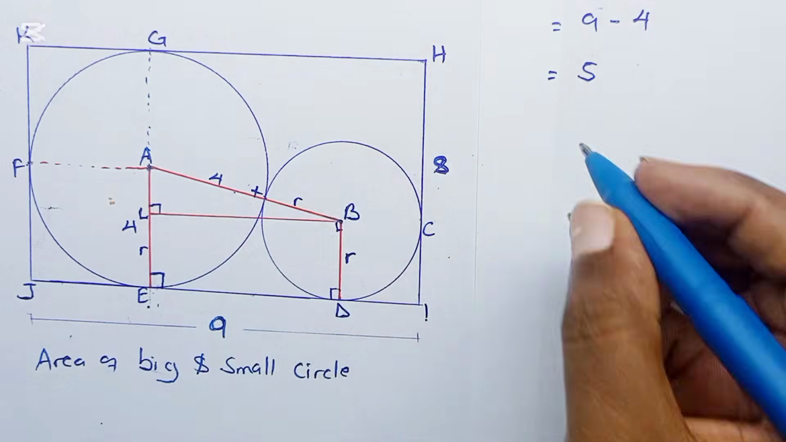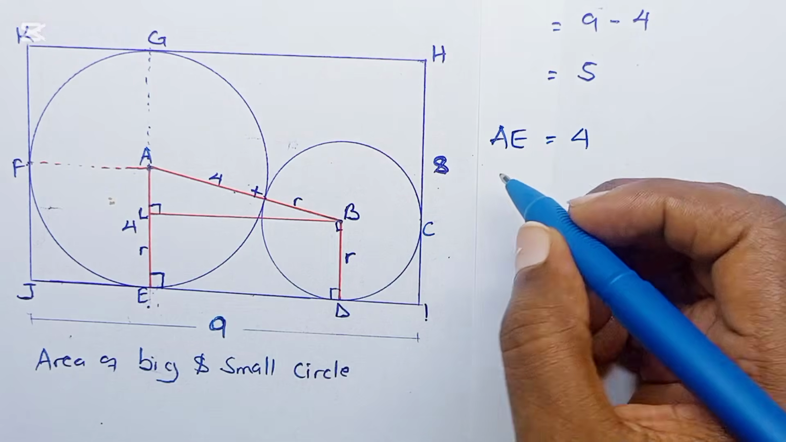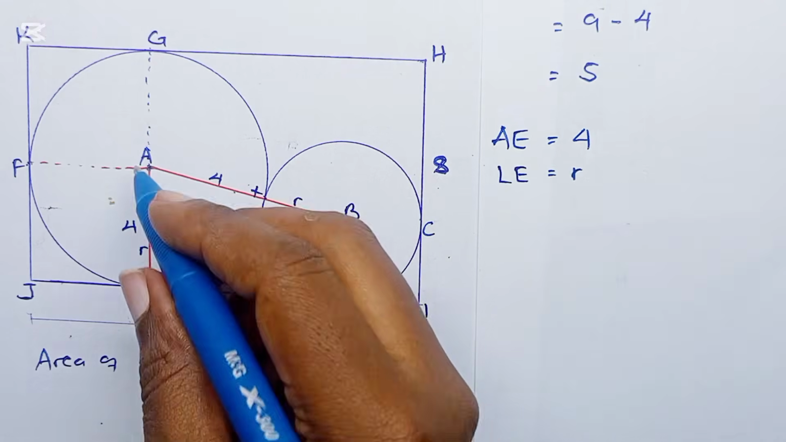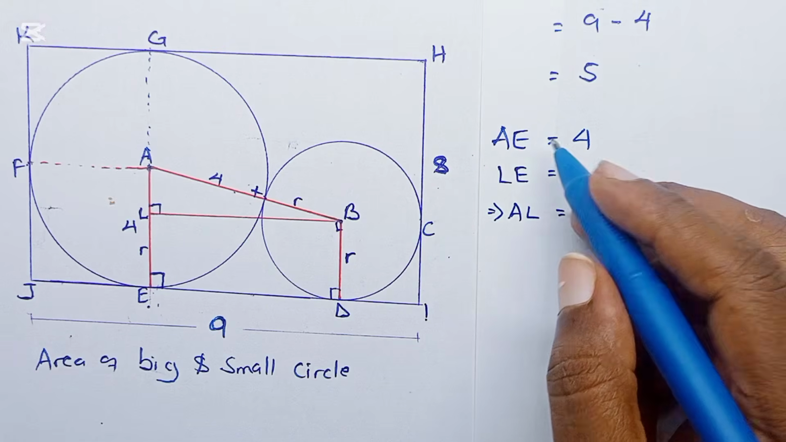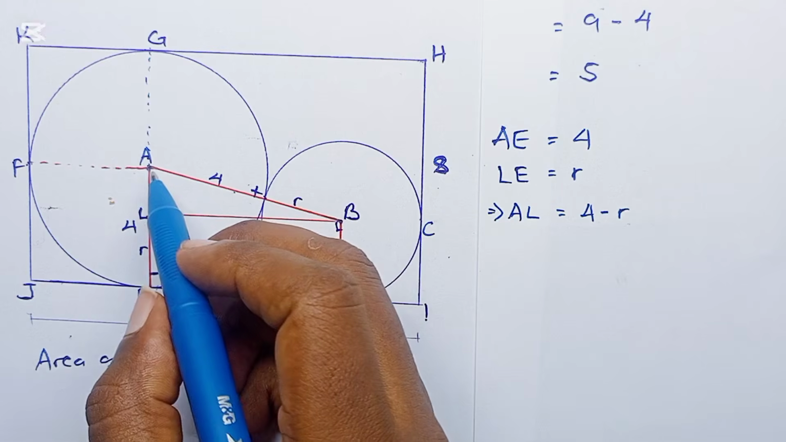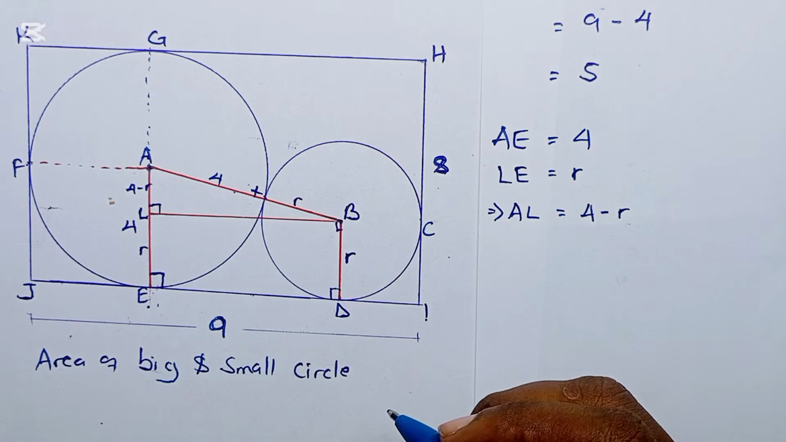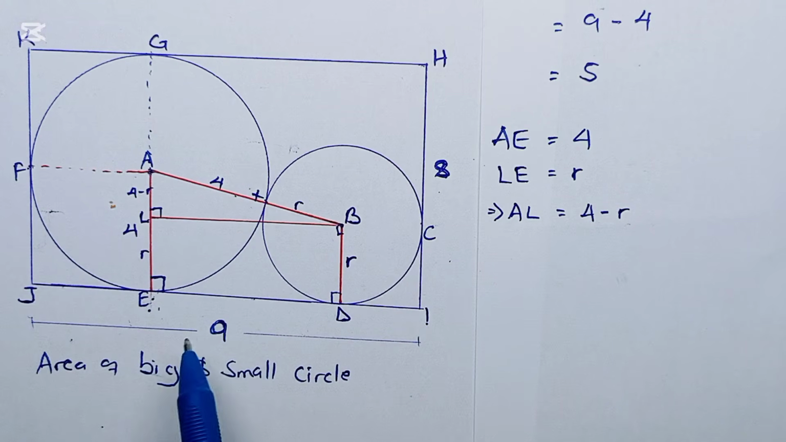And if AE is equal to 4 and LE is the radius of the small circle r, that implies that AL will be equal to AE minus LE, which is 4 minus r. Therefore, from here to here is 4 minus r. Also, earlier we got that EI, because we subtracted 9 minus 4, is 5. So we got that EI is 5.